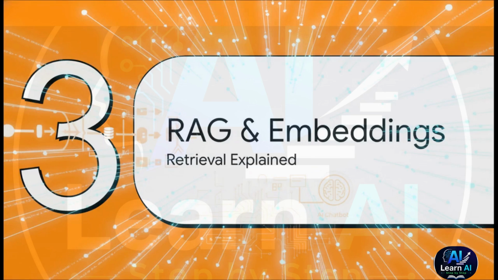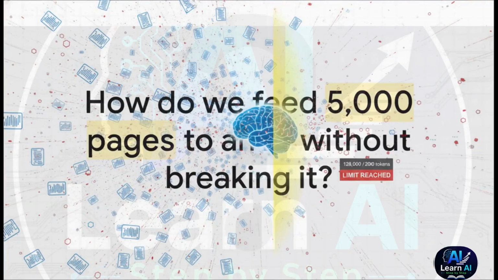But that specific flow brings up a huge practical challenge when it comes to company data. We're going to solve that right now in Section 3, RAG and embeddings explained. So here's the problem. Let's say you have massive amounts of data, like a 5,000-page company manual. You obviously can't just send all 5,000 pages to the model every single time a customer asks a simple question. I mean, it's wildly inefficient.